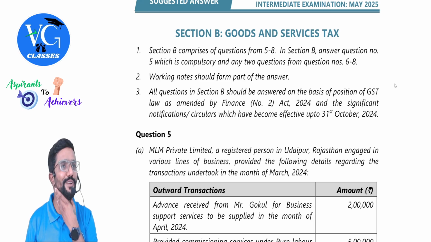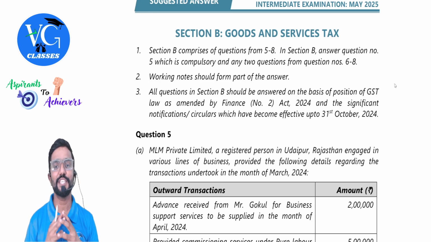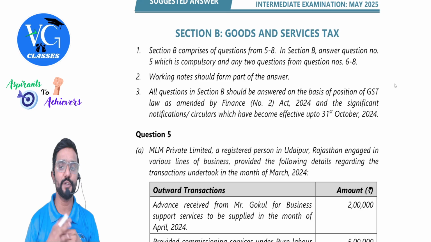Sir, what about 1 to 4? Direct tax. In Section B, answer question number 5, which is compulsory, and any two questions from question number 6 to 8. That is, out of the remaining 3 questions, you can take one question as a choice.